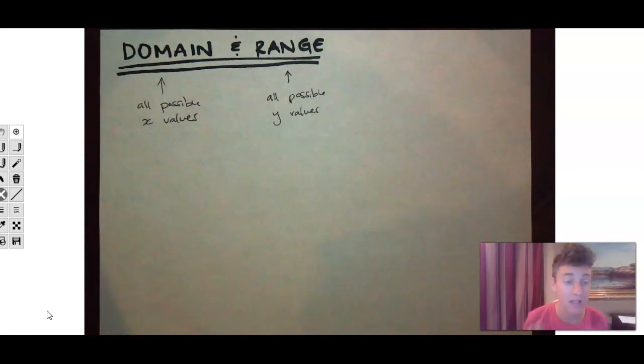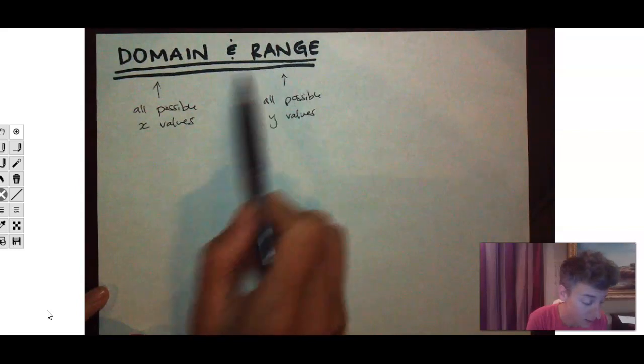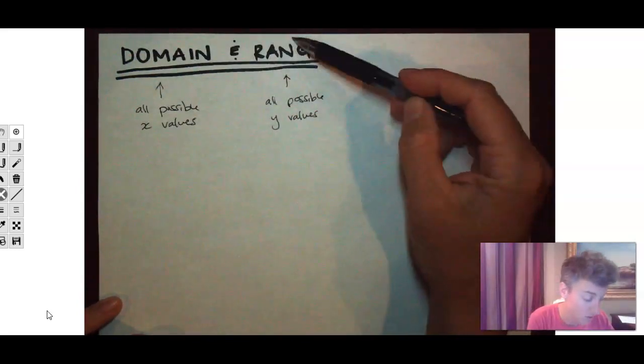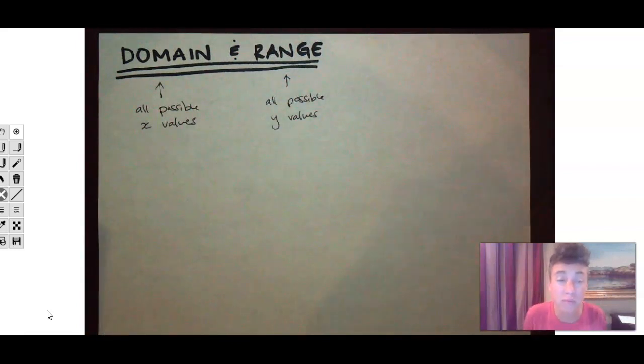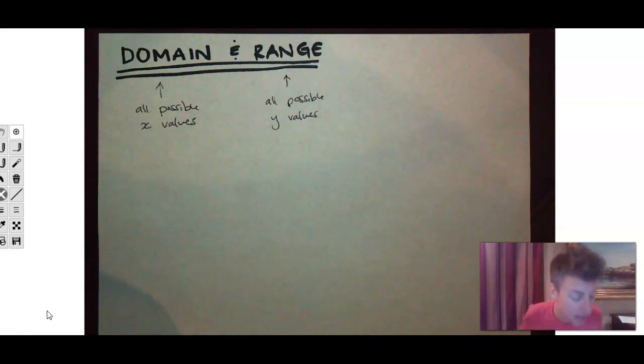One of the ways you might remember which one is which, think about them in alphabetical order. D comes before R and X comes before Y. So domain are all the X's and range are all the Y's. However you want to come up with a way for you to memorize, awesome. But try to get it in your head that domain is all the possible X values of a function and range is all the possible Y values of a function.